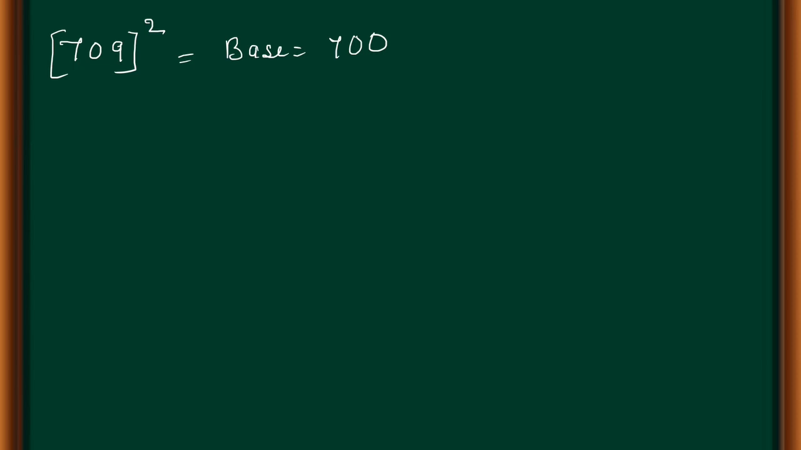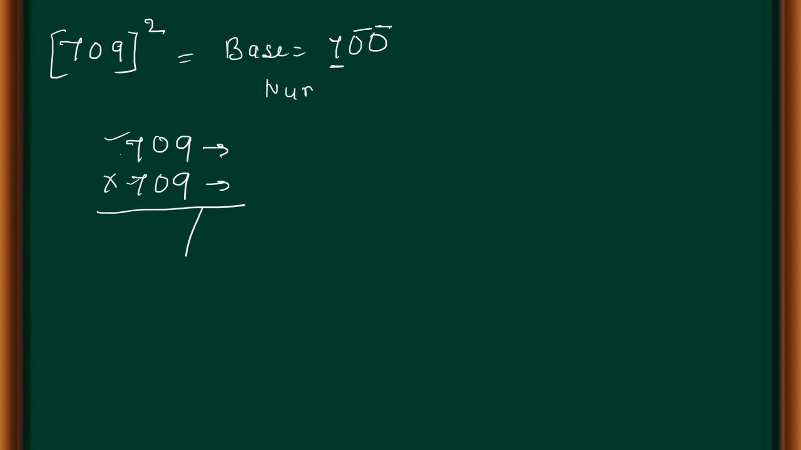Now the base is 700. See, 7 is important and these two zeros are important. Why is it important? Because when you write down 709 multiplied by 709, and you put a dash here, that means our answer is going to be in two parts. Why two parts? Because these are two zeros. That is why there are going to be two parts. Now what are you going to write here? It is again number minus base. What is the number? Your number is equal to 700.